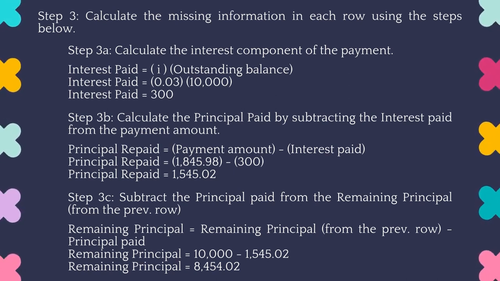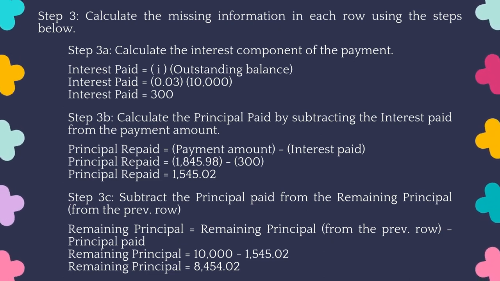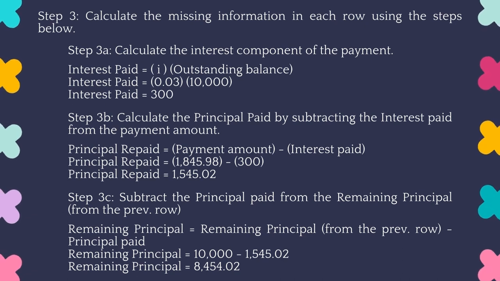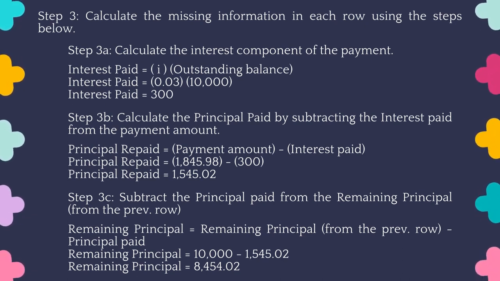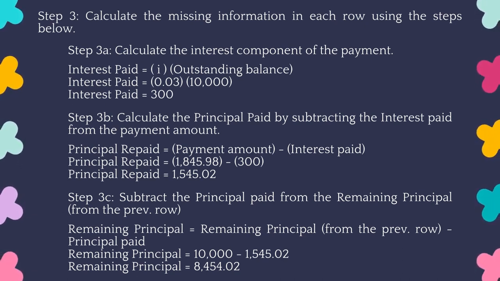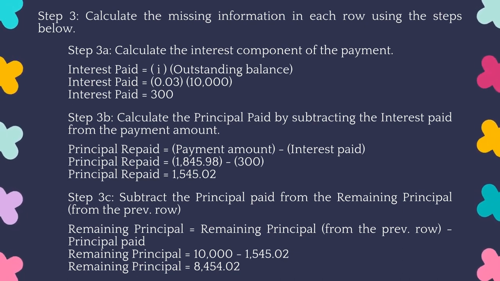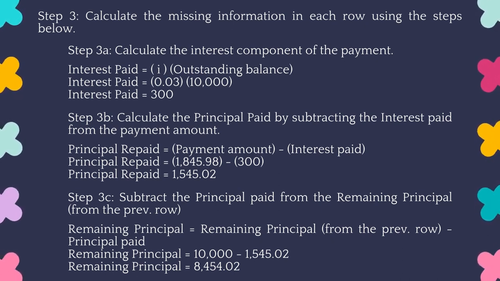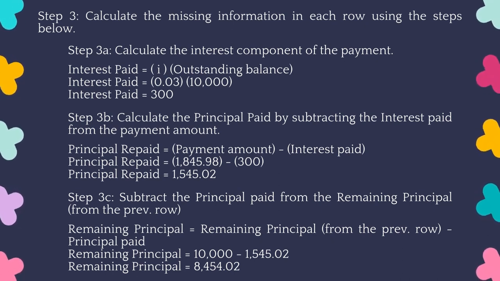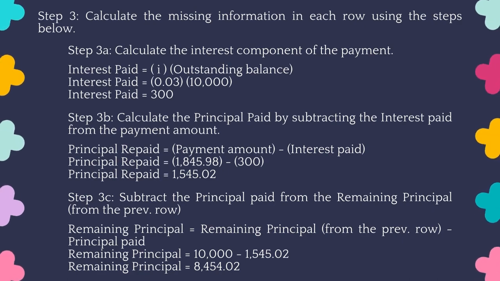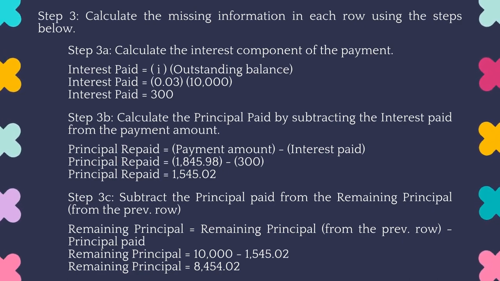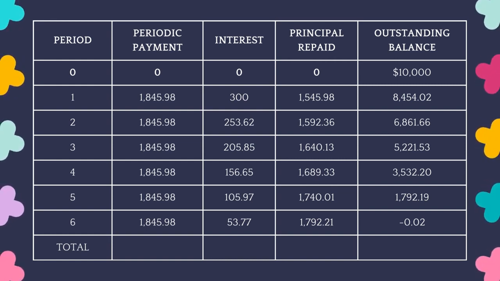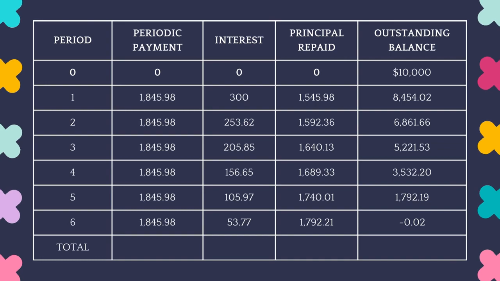And then the next step, we need to calculate the principal paid by subtracting the interest paid from the payment amount. So principal repaid equals the payment amount minus the interest paid. So the payment amount is 1,845.98 minus the interest paid, which is the 300, to get the answer of 1,545.02. And then repeat the same process using the same formula until the period of 6 to get the payment of each period.